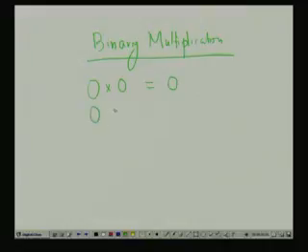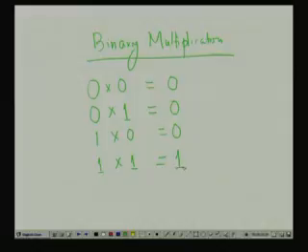Then again 0 into 1, then again it is 0, then 1 into 0, obviously that will be 0, and then 1 into 1, again this is a 1. So, only this multiplication is different, and addition will be just the binary addition we have defined, that we have to do.